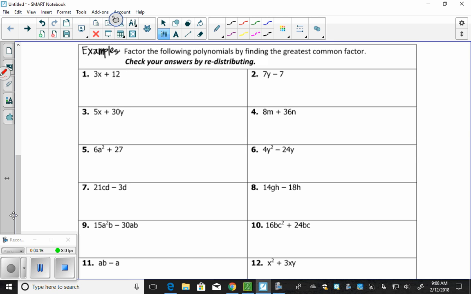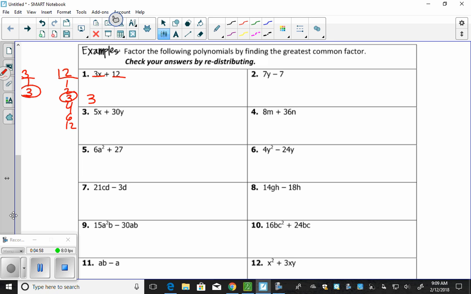So for problem number 1, I have two terms, 3x and 12. I'm going to write 3, and I'm going to write 12. Okay? What are factors of 3? 1 and 3. Okay? What are factors of 12? Okay? What is the biggest number they have in common? 3. They both have a 3. So you're going to write 3.